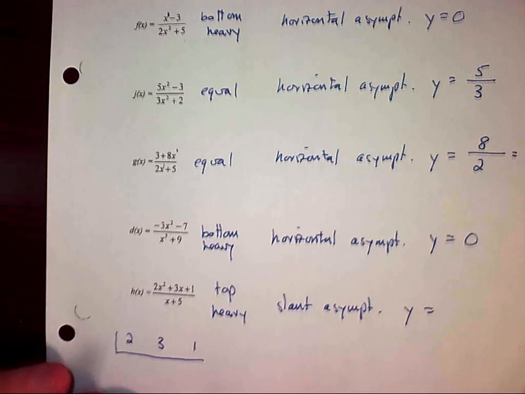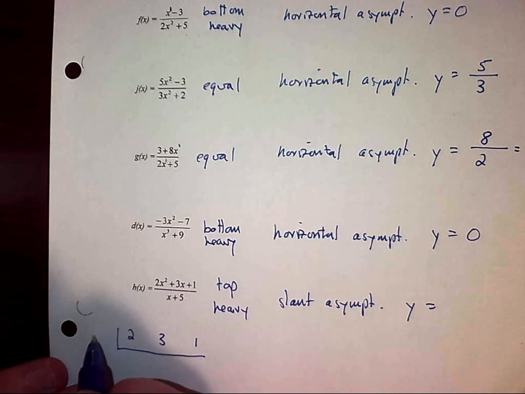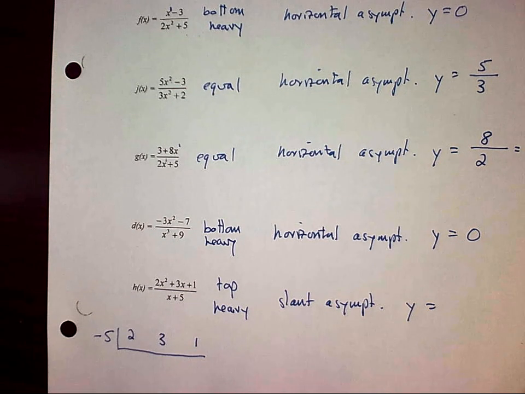I have this little symbol right here, and since this is x plus 5, we're going to have minus 5 because we want to figure out what makes it equal to 0. Alright, so that's how we have the numbers: negative 5, 2, 3, and 1.